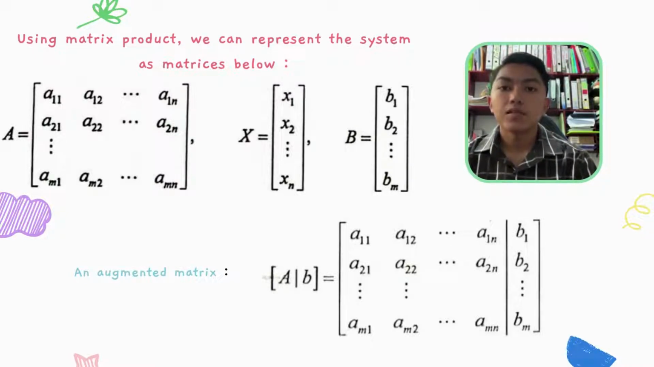There are 3 matrices, matrix A, X and B. Matrix A is a coefficient matrix, matrix X is a variable matrix, and matrix B is a constant matrix. After that, an augmented matrix. An augmented matrix is created by joining the columns of two matrices. An augmented matrix must have a vertical line between the two matrices like this matrix.